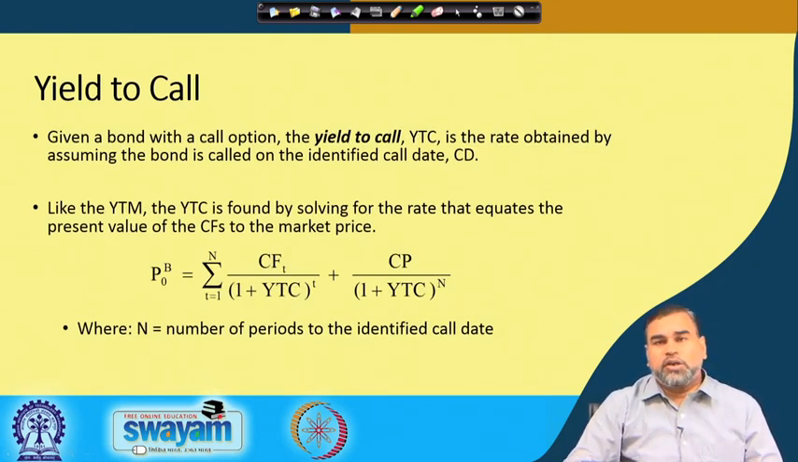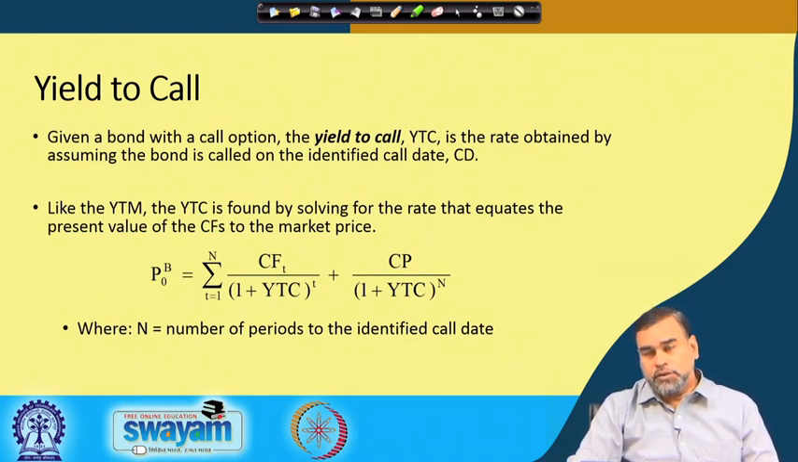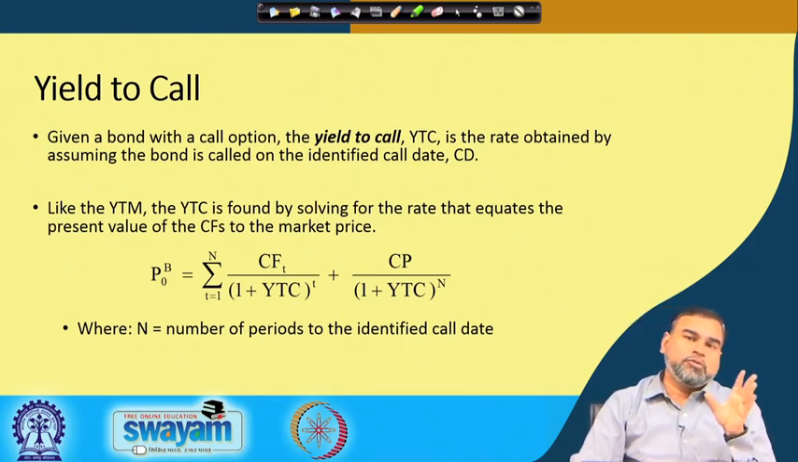Then, given a bond with a call option, we have to calculate the yield to call, like your yield to maturity and all these things. In case of the call feature, we calculate the yield to call. Then what is yield to call? The yield to call is basically obtained by assuming the bond is called on an identified call date. So, yield to call can be calculated for the different call dates. So, we have to know at which date we are trying to calculate the yield to call.